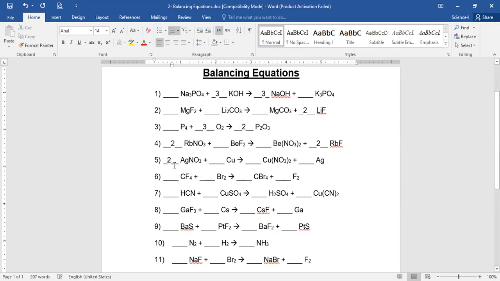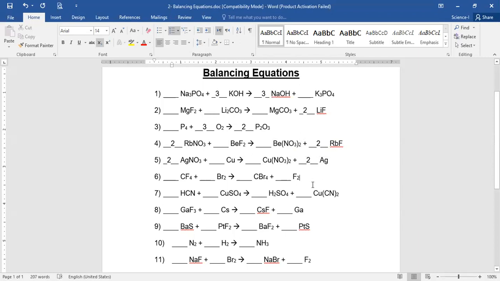Good. So like this, how many silver do we have right now? 2. So we're gonna put 2 here. Okay. So let's see here. 2 silver in that side, 2 silver in that side, 2 nitrogen here, and 2 nitrogen here. 6 oxygen in that side, and 6 oxygen in that side. 1 copper here and 1 copper here. So it's balanced. Is it clear?